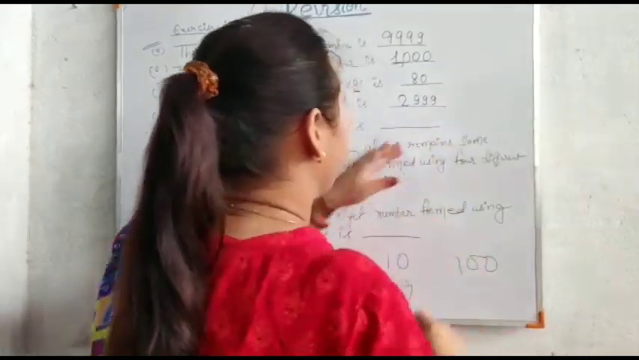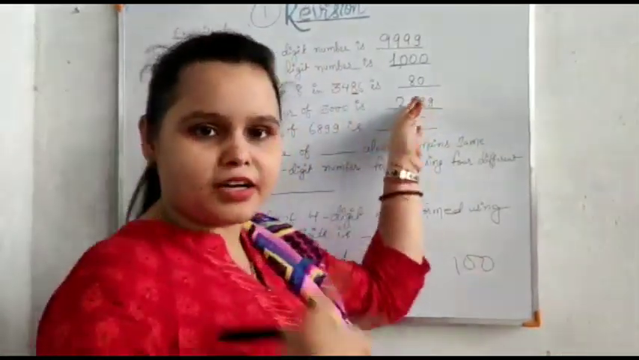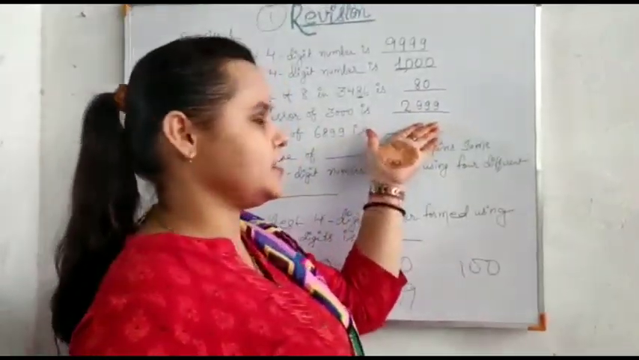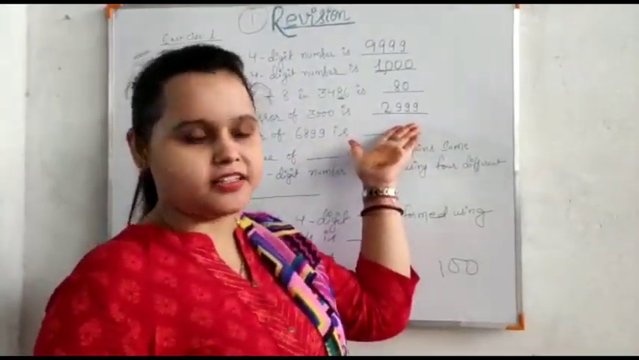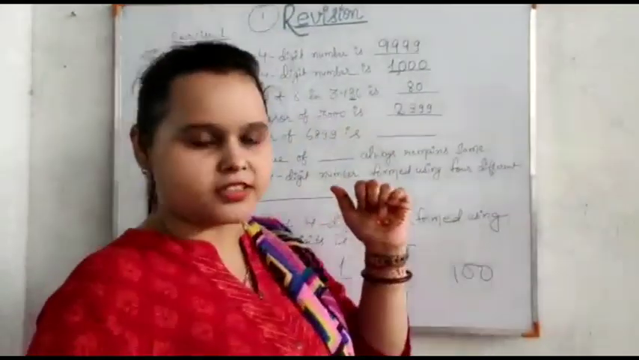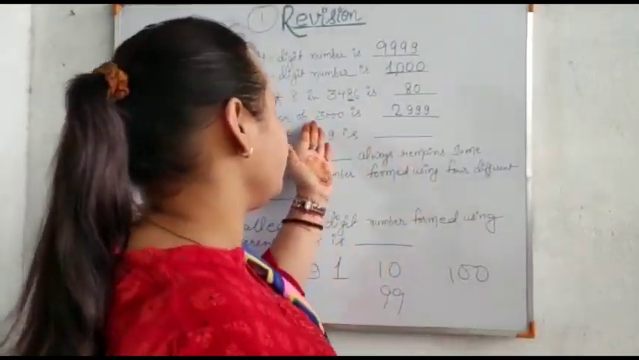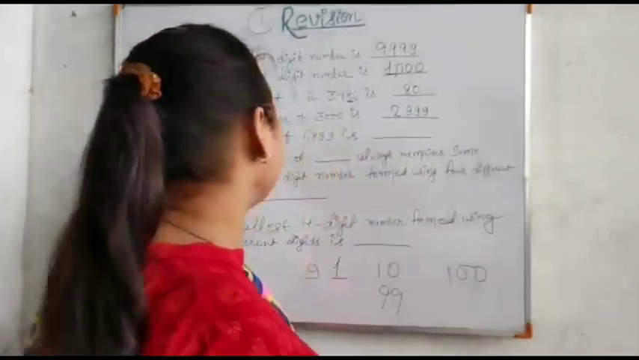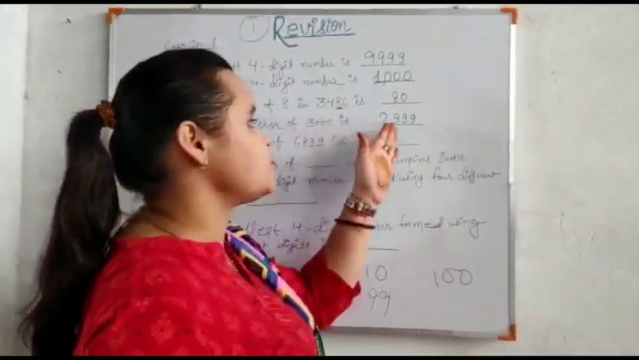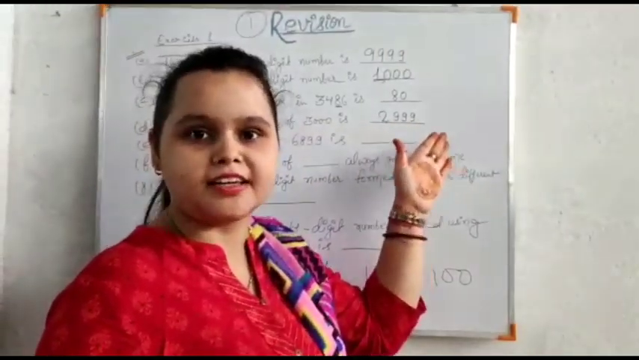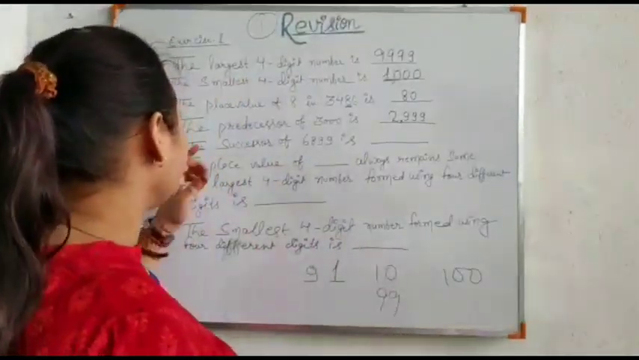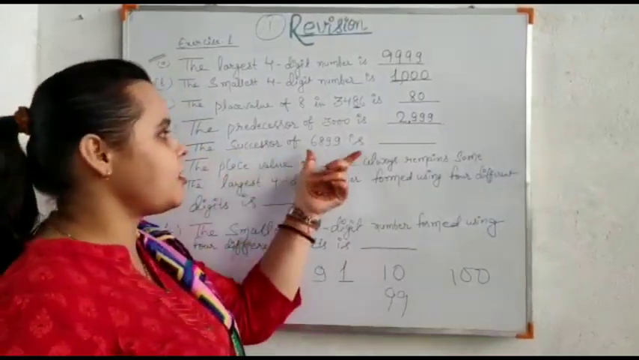2999. And when we add 1 to 2999, we write 3000. So that's why I will subtract 1 from 3000, and the predecessor of 3000 is 2999. Right?